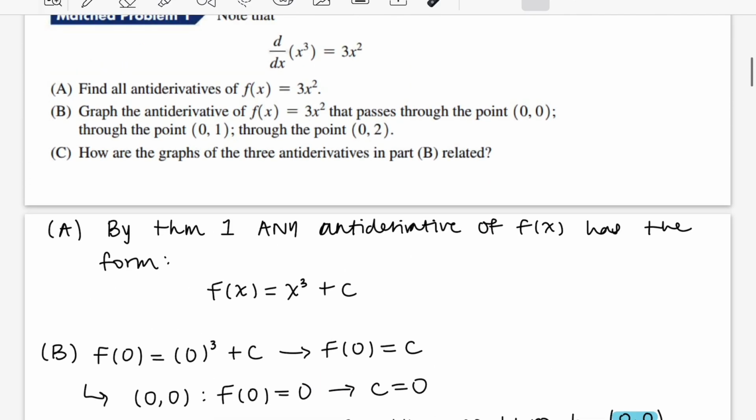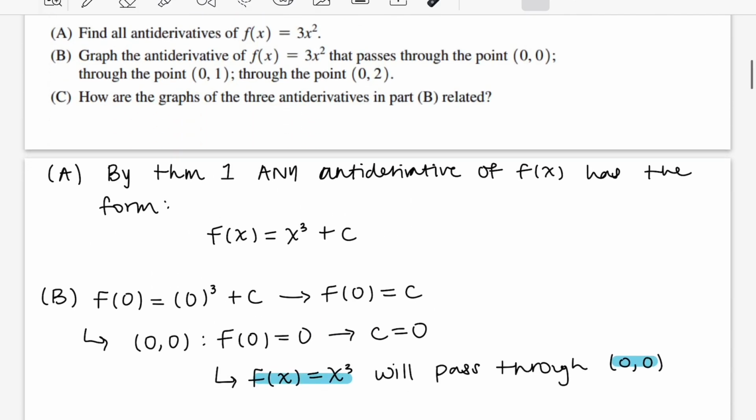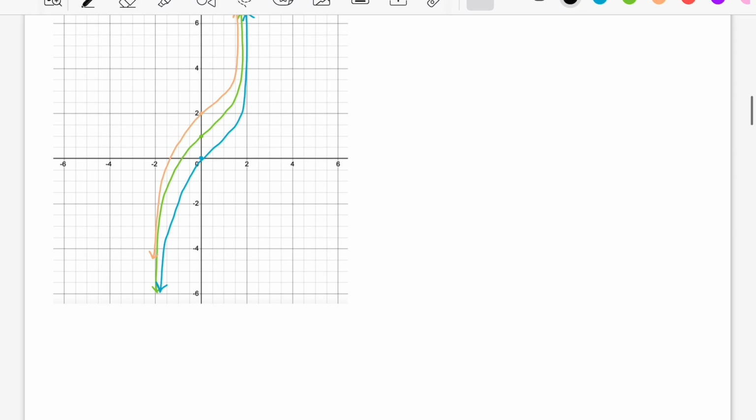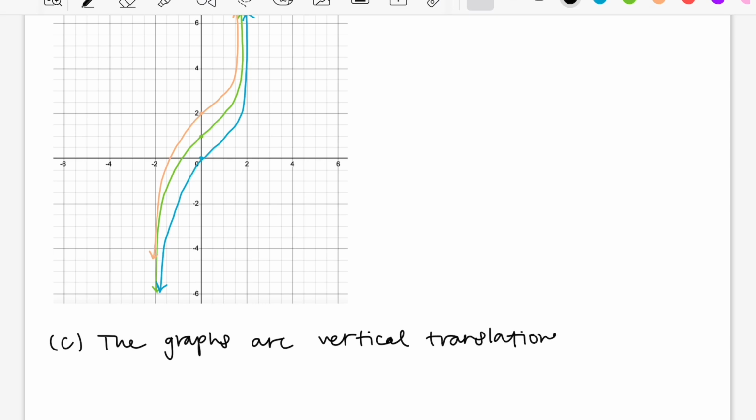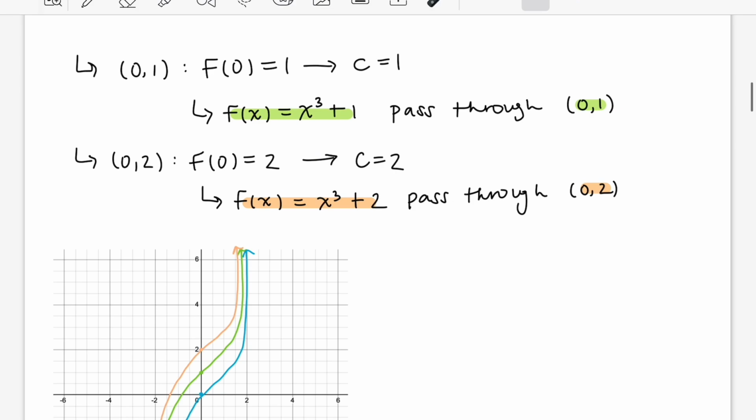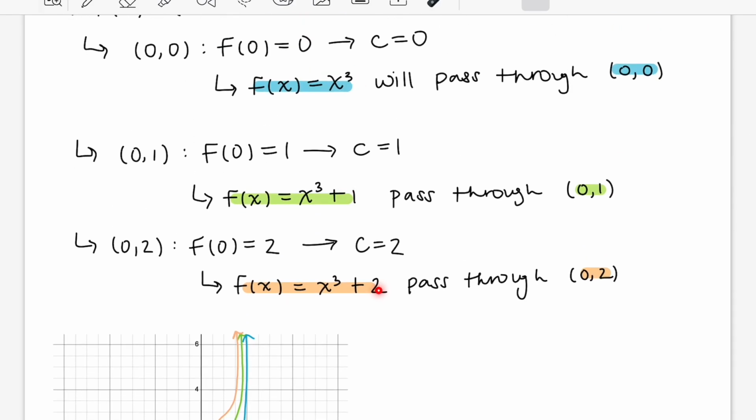Okay. And then for part C, it asks how the graphs of these three antiderivatives are related. It might be pretty obvious here, especially looking at the graph, but the graphs here are vertical translations of each other. We can just see that by the different constant values in these functions. And so this example is meant to illustrate that these are all antiderivatives of each other that will just differ by one constant.